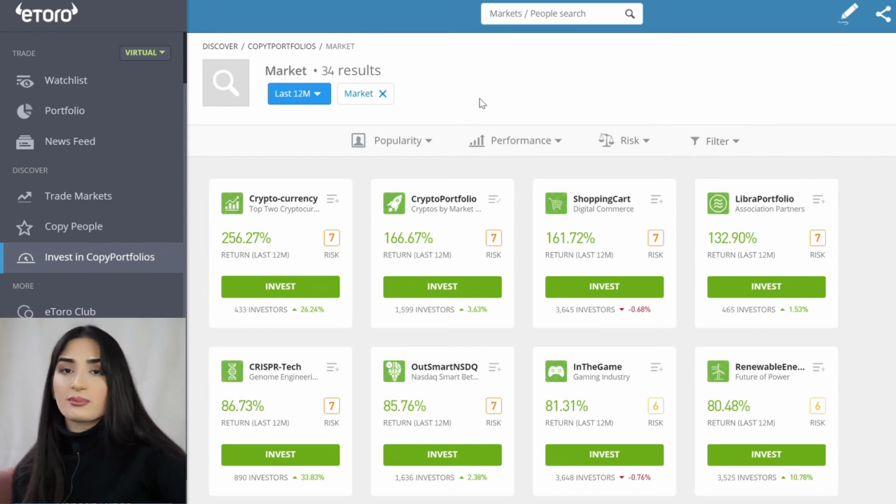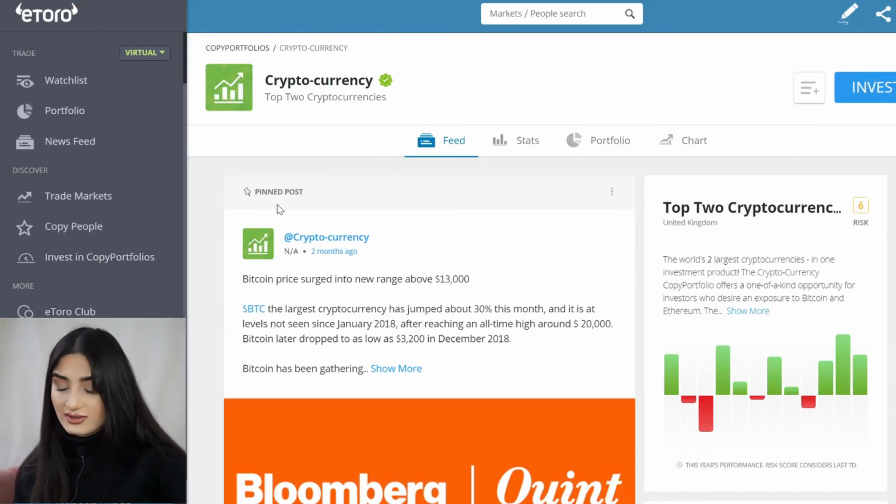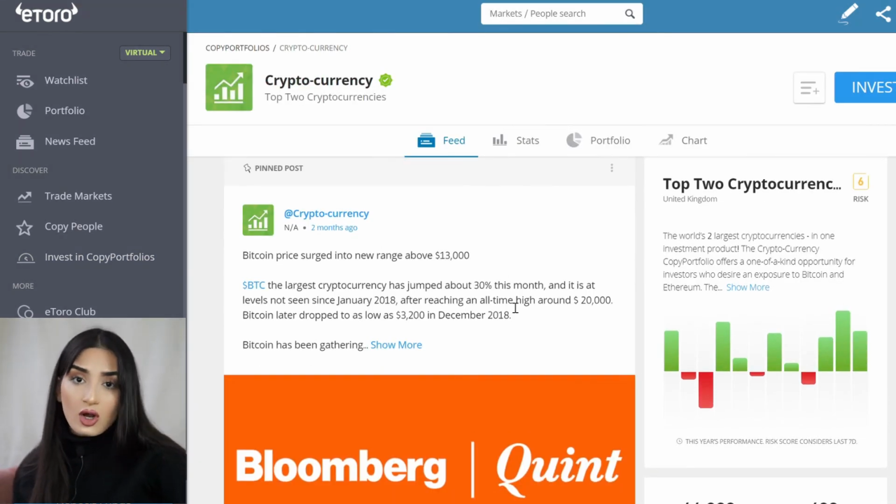So I actually had a bit of a bad experience recently with the cryptocurrency portfolio. I lost a bit of money on this because what I wish I had done more research on was that when you open this portfolio, you are opening it at the current market price from when you copy this portfolio, not from when this portfolio first was opened or first started investing in these particular assets.